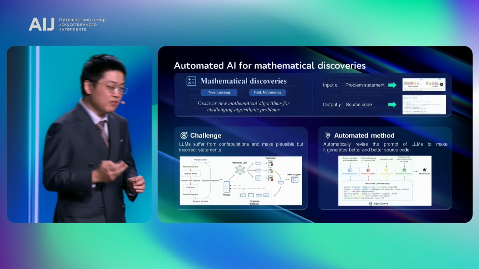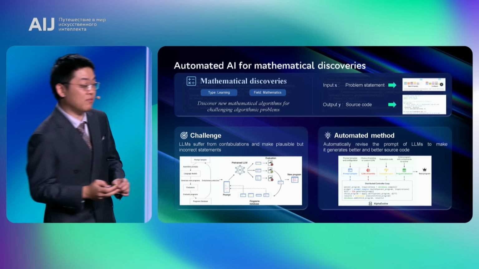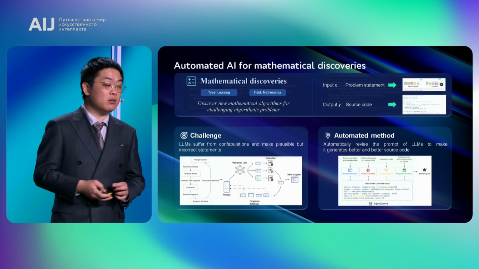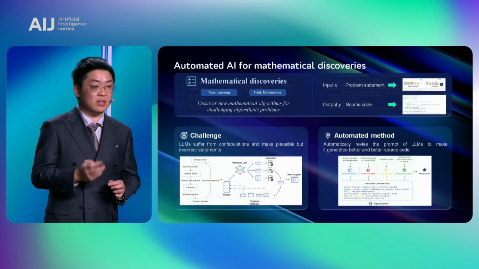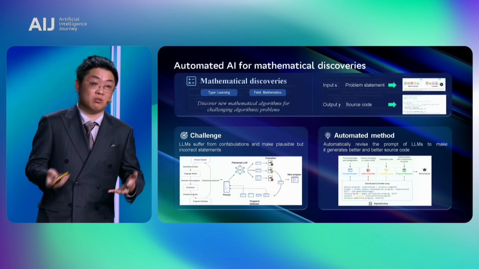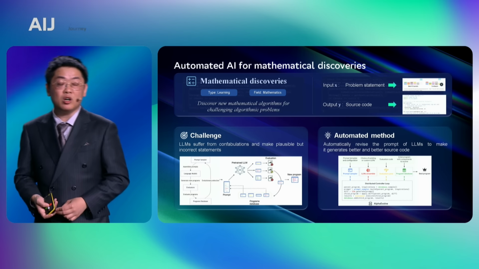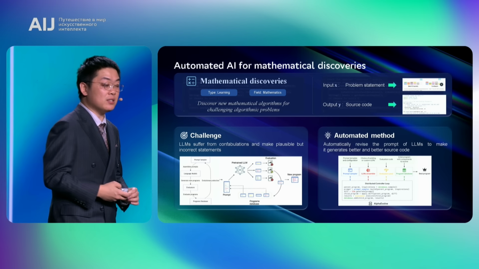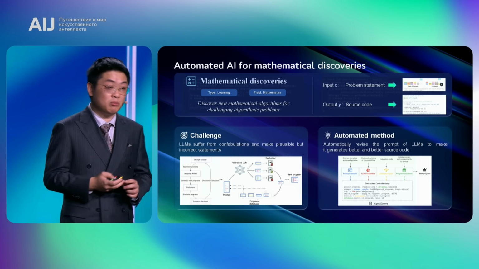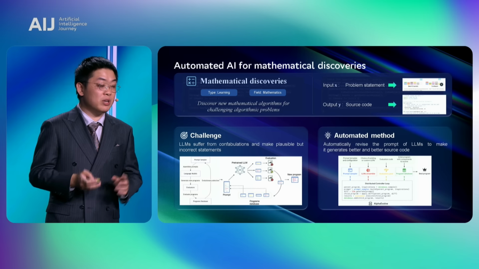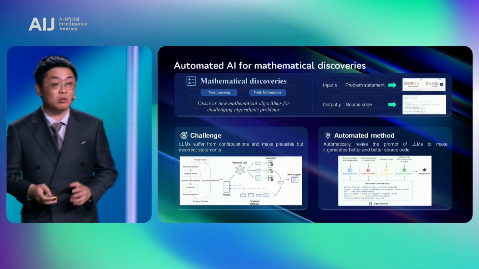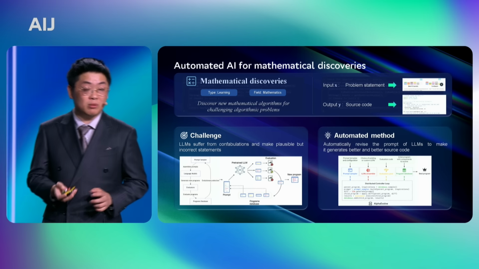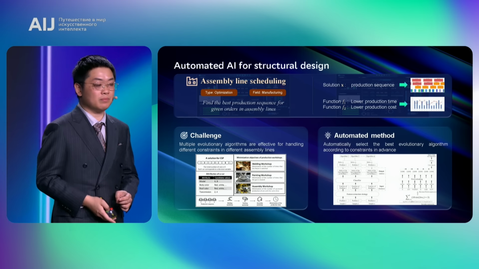This problem is difficult since large language models suffer from confabulations and make plausible but incorrect statements, and the problem cannot be solved. Therefore, automated design methods can be used to automatically revise the prompt text of large language models to make them generate better and better source codes, so as to solve the problem better and better.